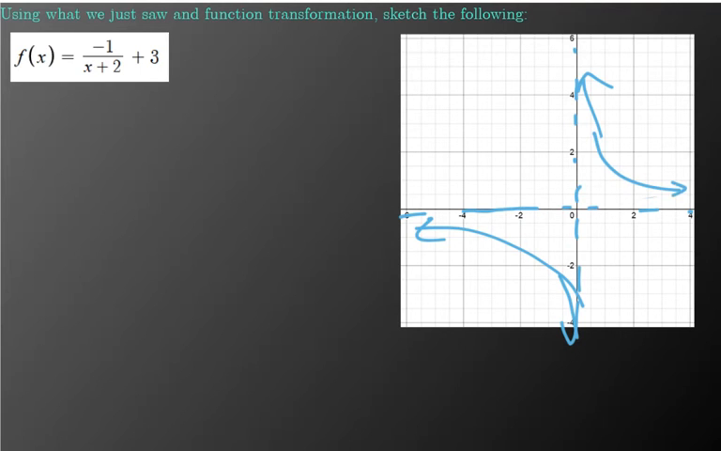So this would be what 1 over x looks like, and that's what we're going to base everything off of here. So, using function transformations, we can do this one of two ways.